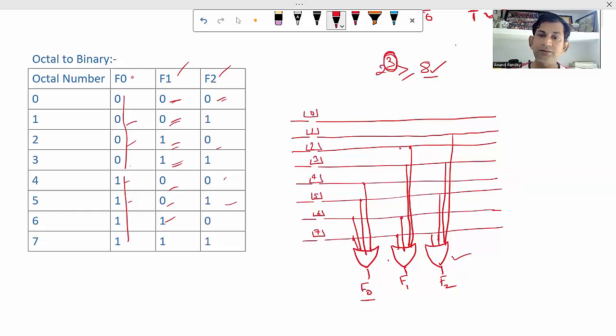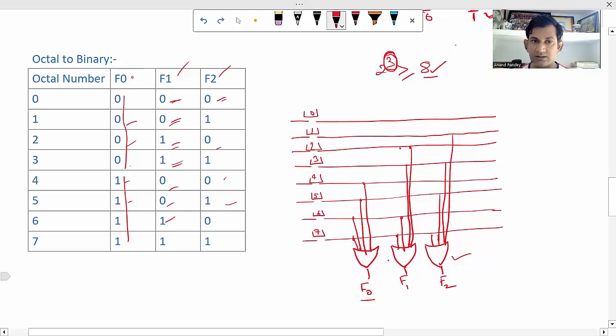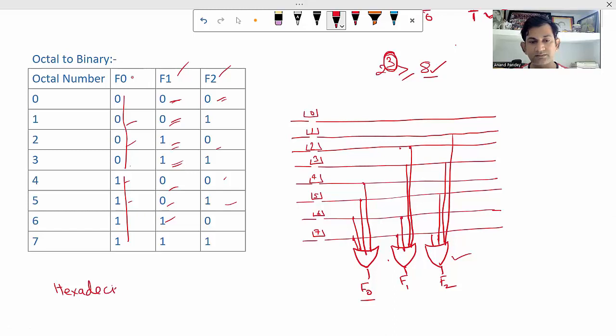In the same manner, octal to hexadecimal, I'm not going to draw that. Just try it yourself. Sorry, hexadecimal to binary.